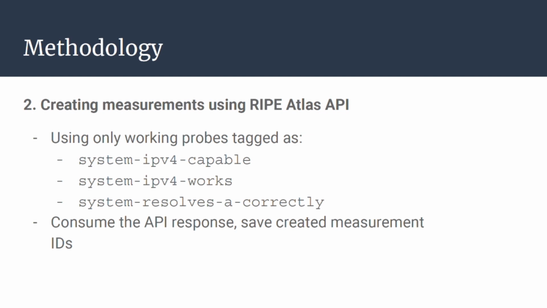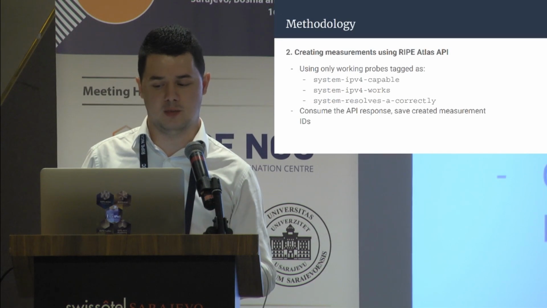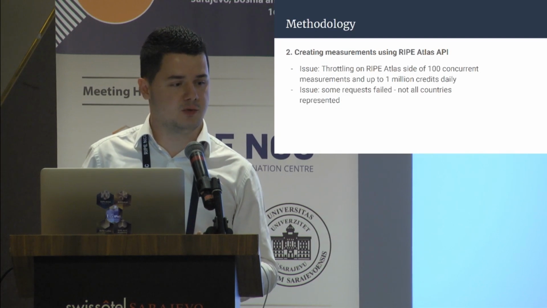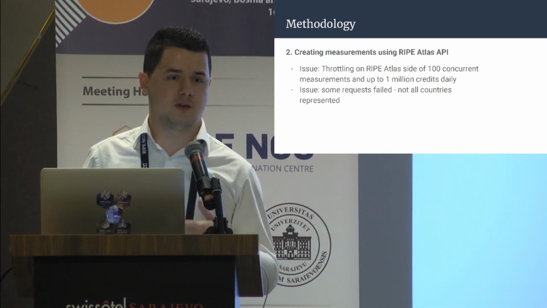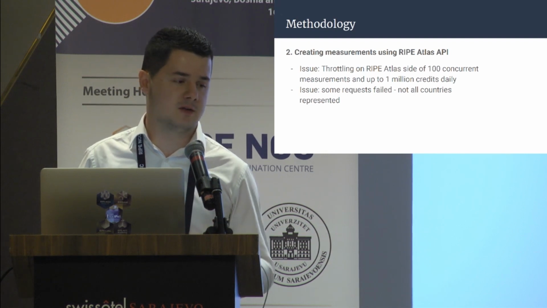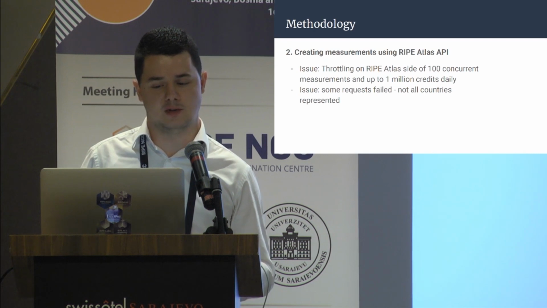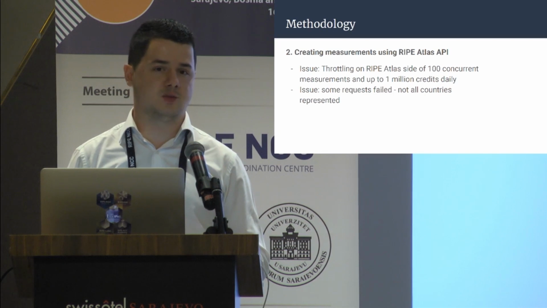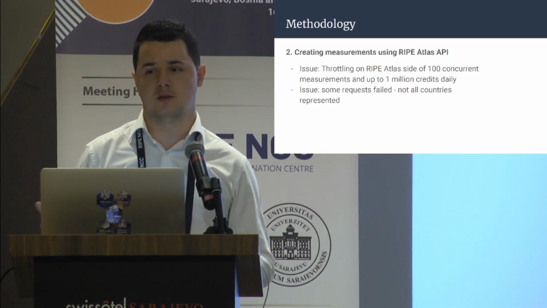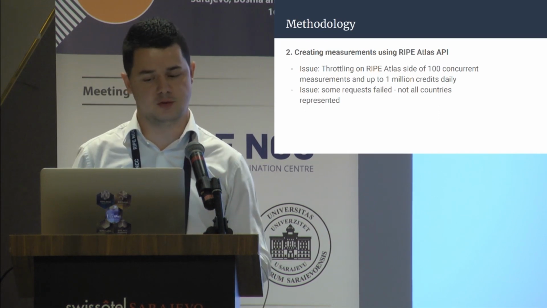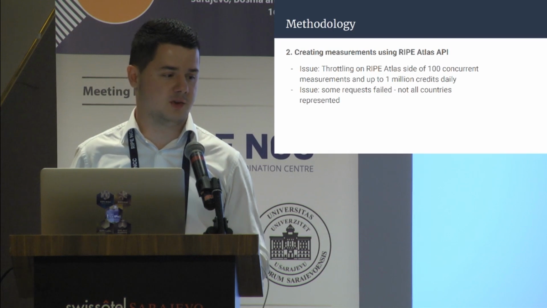Once we consumed the API response, I created the env file or database, which contains all the measurement IDs. We wait for some time to let the results run, because sometimes they take up to 15 minutes. And then we also have to sleep for some time because there is throttling on the RIPE Atlas API side. You cannot have more than 100 concurrent measurements, and you cannot spend more than 1 million credits daily. I guess there's a way to contact RIPE NCC staff to overcome these limits, but for the purpose of this research, I just extended the time needed for it.